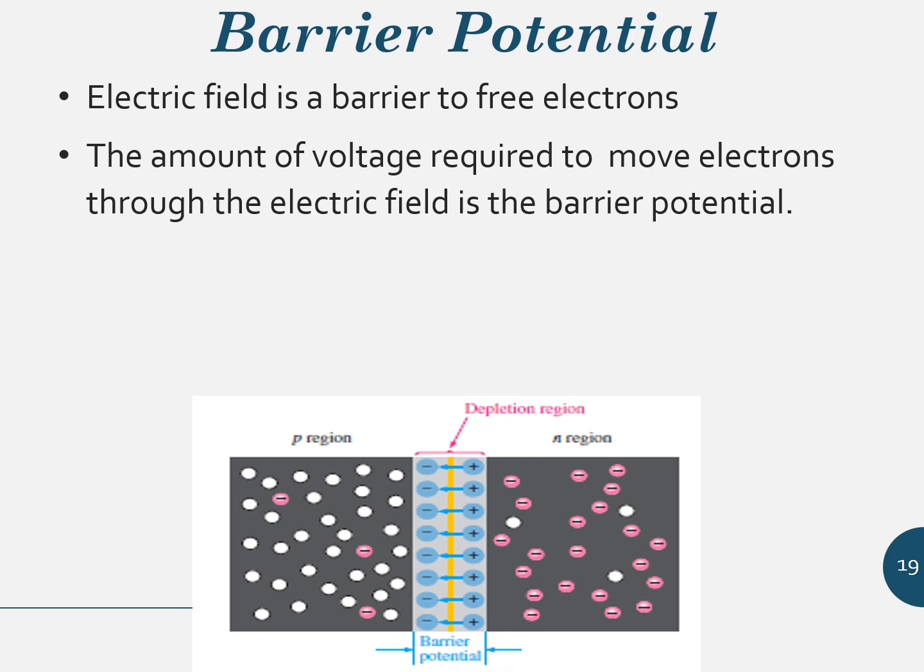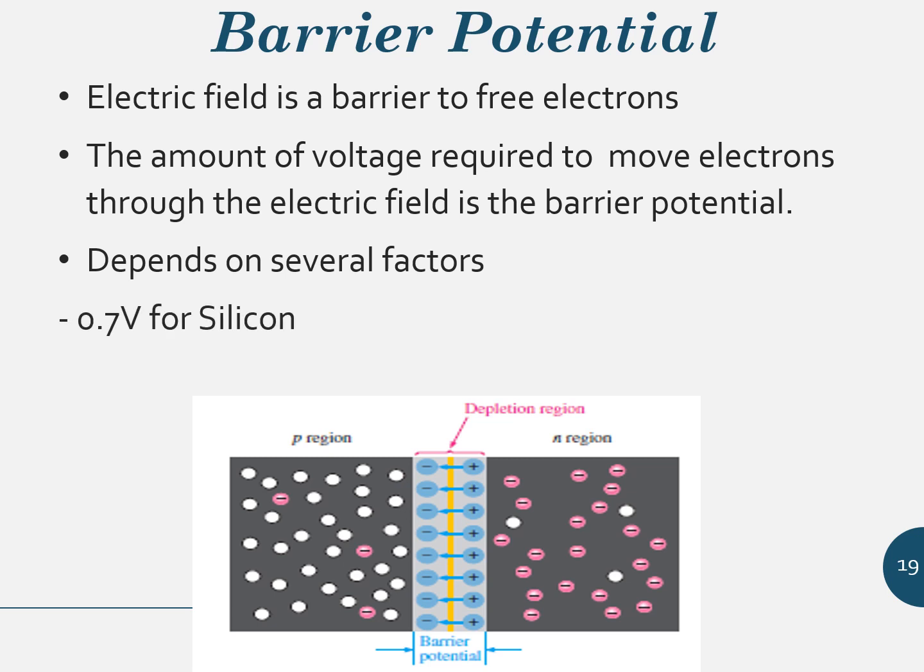The barrier potential of a p-n junction depends on several factors, including the type of semiconductive material, the amount of doping, and the temperature. The typical barrier potential is approximately 0.7 volts for silicon and 0.3 volts for germanium.